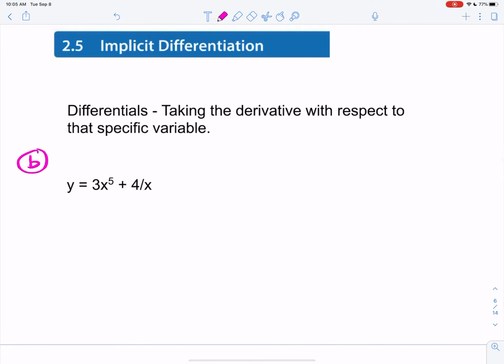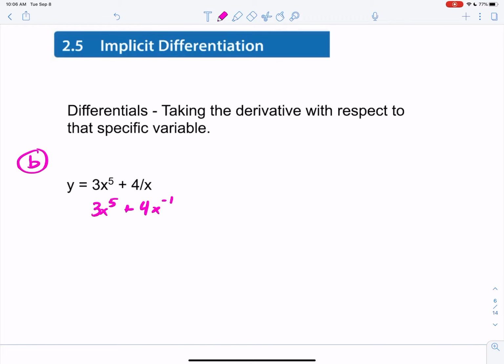Here's part B. We're going to go ahead and take the differential and then find the derivative after, okay? Okay, so we have y equals 3x to the 5th plus 4 divided by x. Obviously, this is explicit, but we're going to do differentials anyways. But before we do that, I am going to rewrite 4 divided by x so I can avoid the quotient rule. Pause and play here. Think about what you would rewrite 4 divided by x by. Okay, this should be 4x to the negative 1. Okay, this way you could avoid the quotient rule.